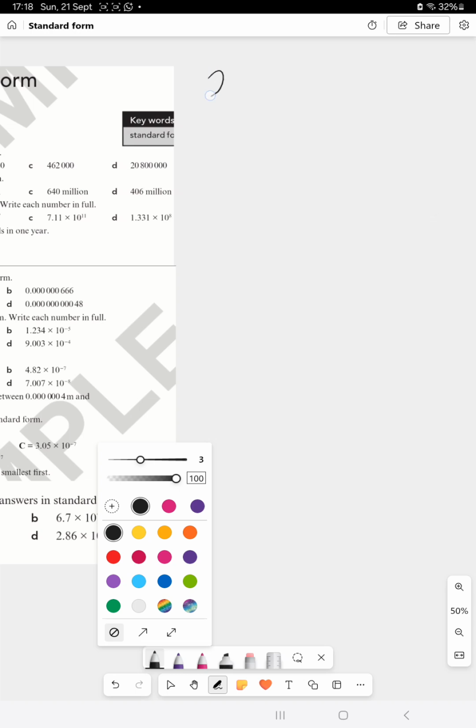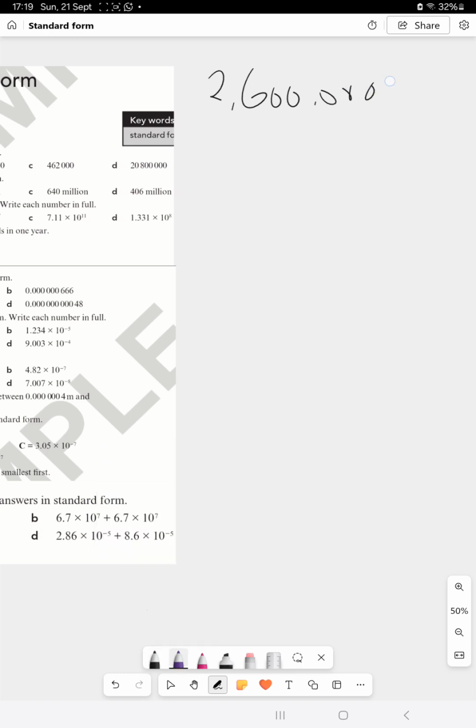Now, the first one is 2,600,000. We said that we need to shift this decimal from this point all the way to the first two digits. Therefore, I'll have 2.6 times 10 raised to, you count the digits just after the decimal. So 1, 2, 3, 4, 5, 6. So it is power 6. And that is the standard form.